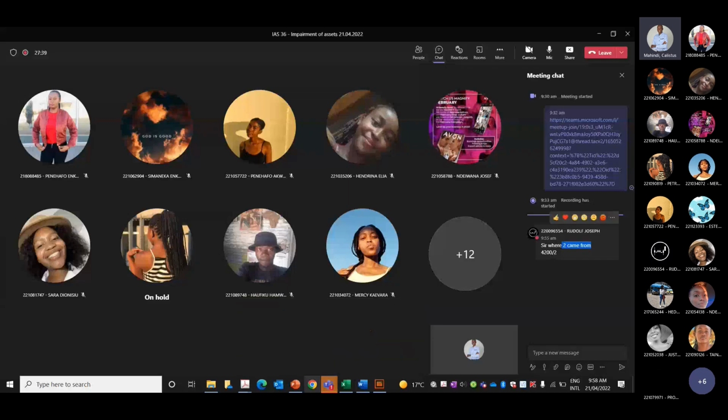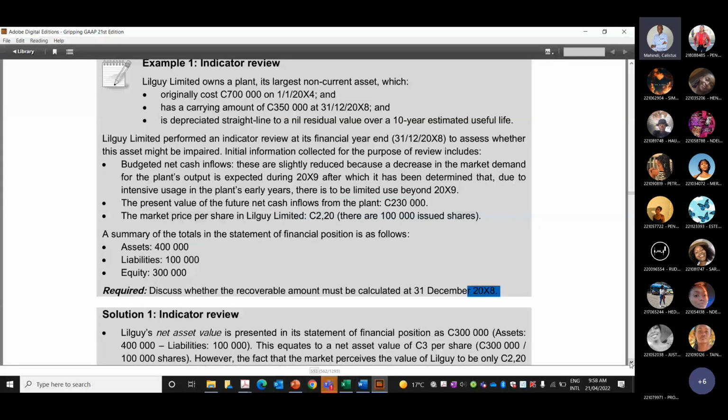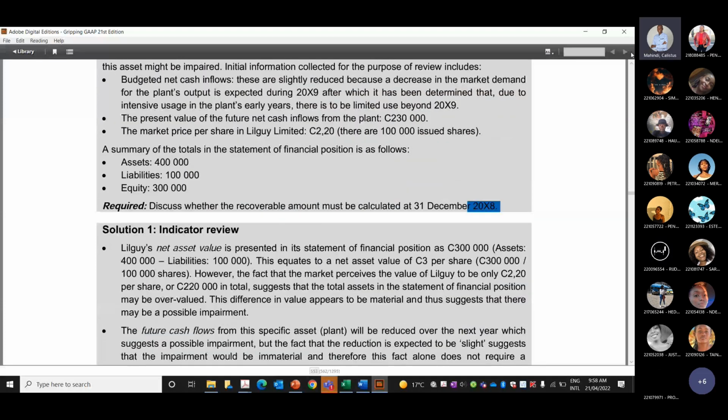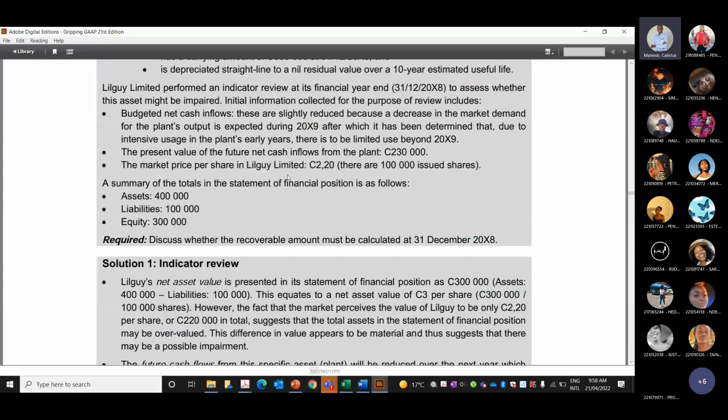We are saying that the plant has reduced. So let us look, this is the important bullet. A summary of the totals in the statement of financial position are as follows. Our assets are valued at 400,000 while our liabilities are 100,000. So this 400,000, this is before taking into account the new useful life, right? So now what happens here?